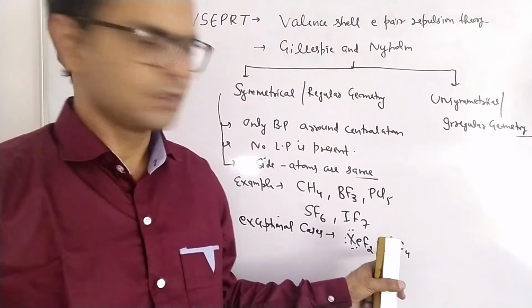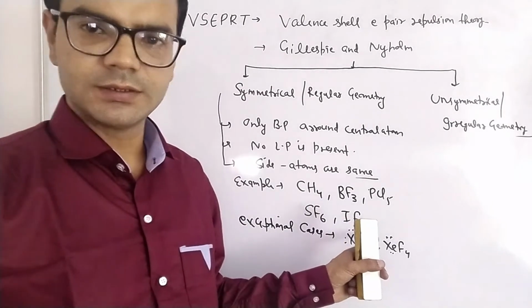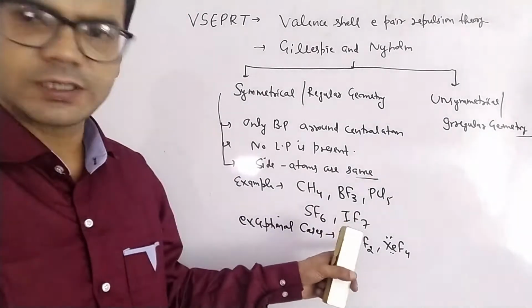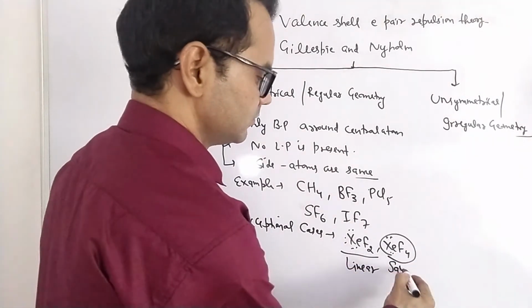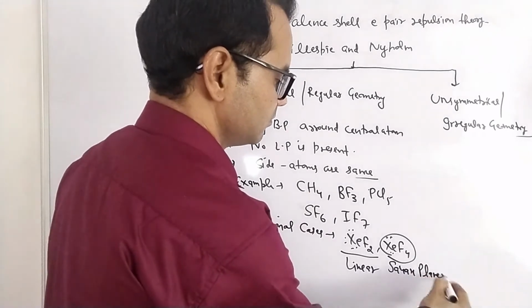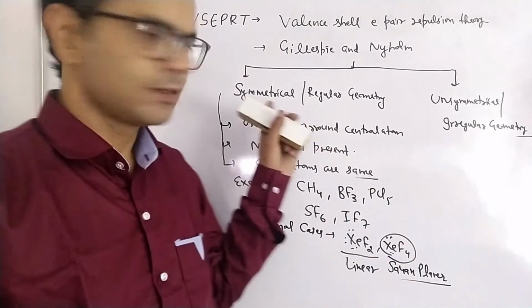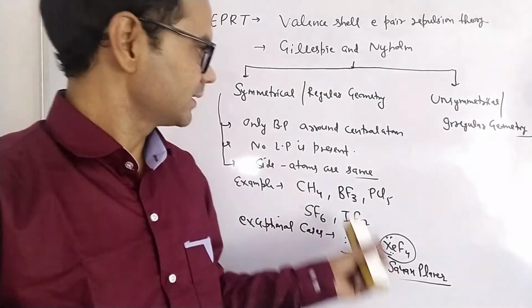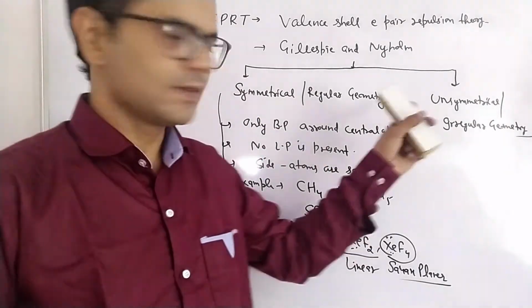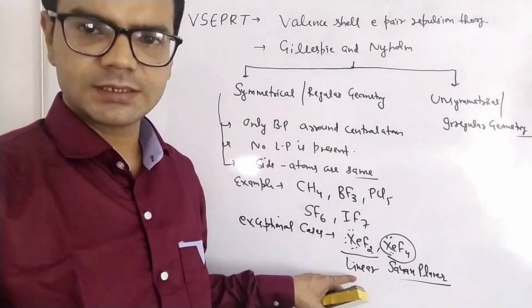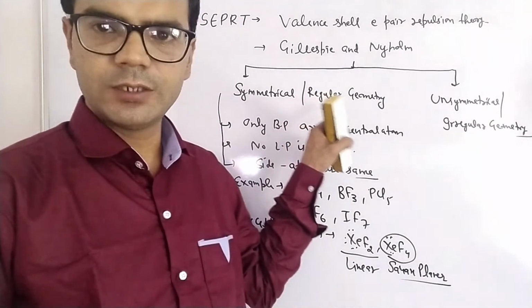XeF2 and XeF4. They are symmetrical, but still they contain lone pairs. Why are they symmetrical? Because XeF2 is linear and XeF4 is square planar. So linear and square planar are both symmetrical geometries. These two are the exceptional cases of symmetrical. They should be unsymmetrical, but due to the presence of a linear structure and a square planar structure, they are symmetrical molecules, having regular geometry.